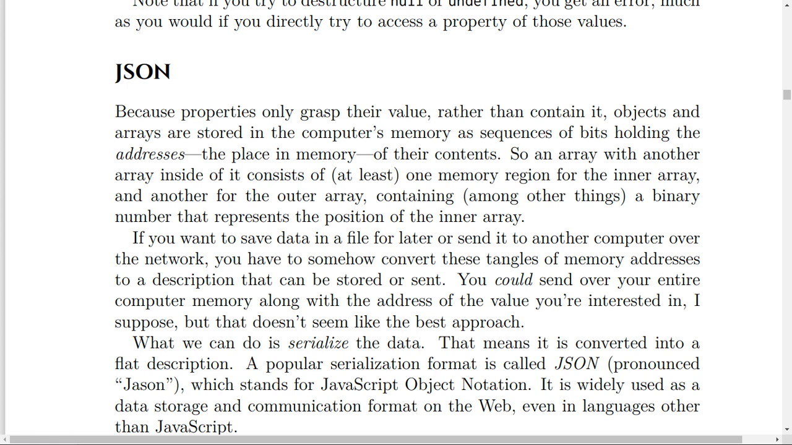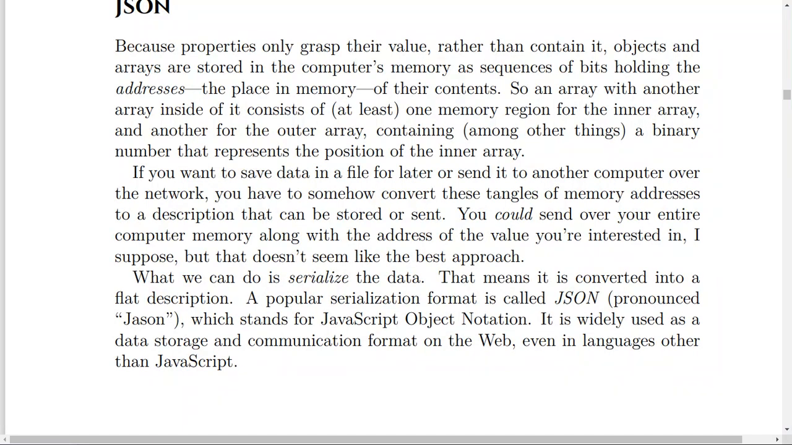What we can do is serialize the data, and that means it's converted into a flat description. A popular serialization format is called JSON, by the way, pronounced JSON, which stands for JavaScript Object Notation, and is widely used as a data storage and communication format on the web, and even in languages other than JavaScript.